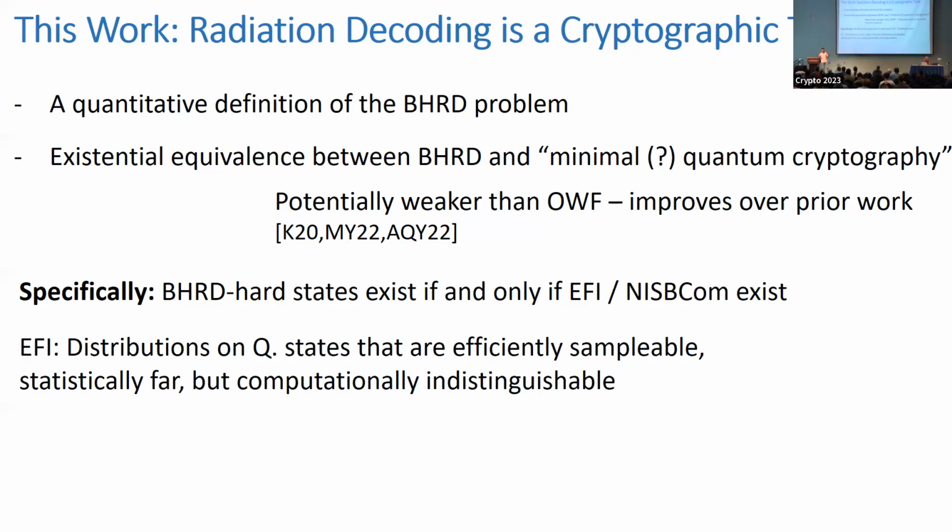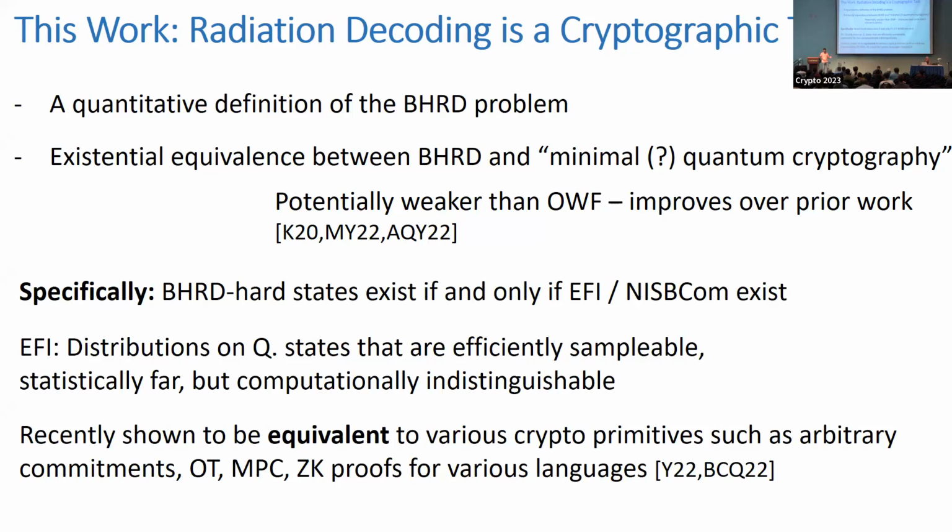So these EFI distribution pairs are just a pair of distributions over quantum states, and they're efficiently sampleable. They're computationally indistinguishable, but they're statistically distinguishable. So if you have unbounded computational power, then you can distinguish them. It's a very basic primitive, but it's known to be equivalent not only to non-interactive statistically binding commitments, but to a bunch of other quantum cryptographic primitives, such as other types of commitments, oblivious transfer, multi-party computation protocols, some types of zero-knowledge proofs, and a bunch of other things.